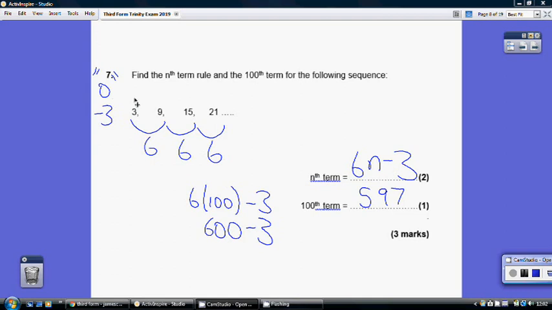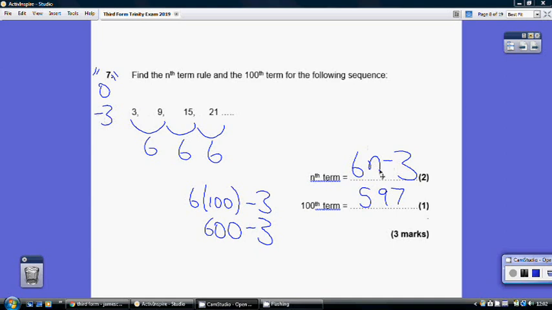So 3 is the first term in the sequence, 9 is the second term, 15 is the third term, and so on. What would be the term in front of the first term, the 0th term? As we're going from right to left, we're taking away 6 each time. So what term would be here? We take away 6 from 3, giving us minus 3. So that's this adjustment. This is the nth term expression.